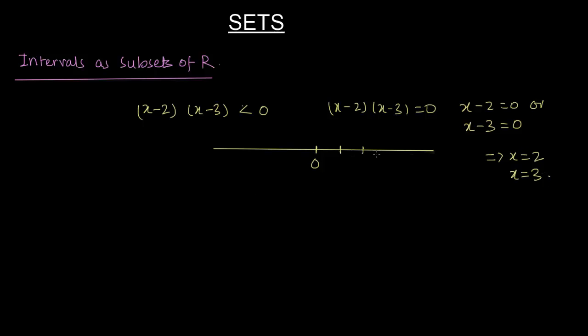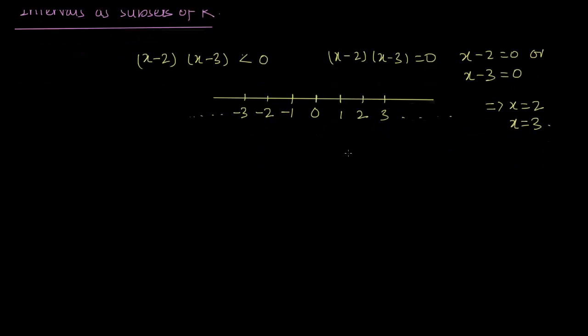So we have the zeros like that. It's a number line, so it will go to infinity on both sides. Now we mark these zeros: there is x equal to 2 here and x equal to 3 here.